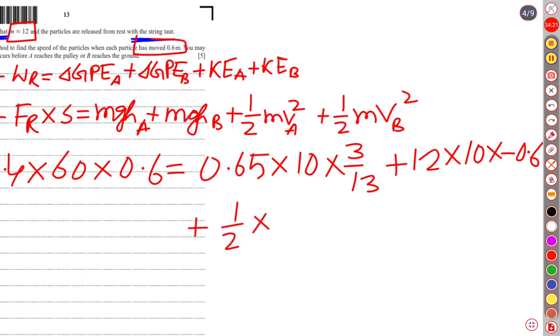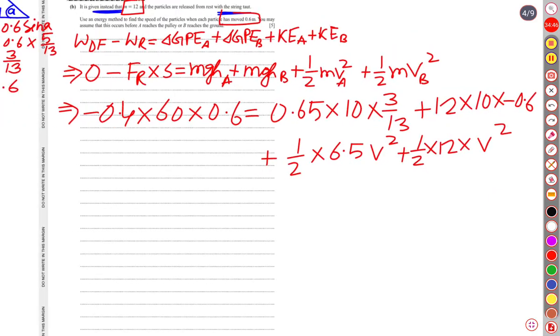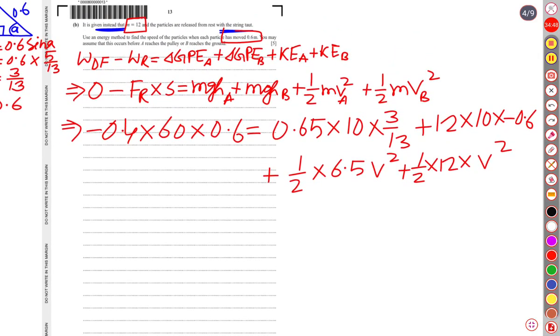After that, plus half of the mass of particle A, which is 6.5, and the final velocity is to be obtained. Initial velocity is 0, so there is no necessity of subtraction. Plus half of the mass of particle B, which was 12, and the velocity was the same. Initial was 0, final was v squared. If we simplify this, 4 6s are 24, 24 and 6 are 40, so 14.4. It is negative 14.4. The negative symbol should not be ignored.